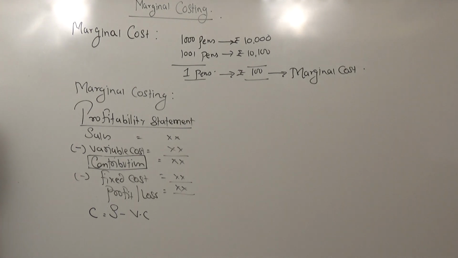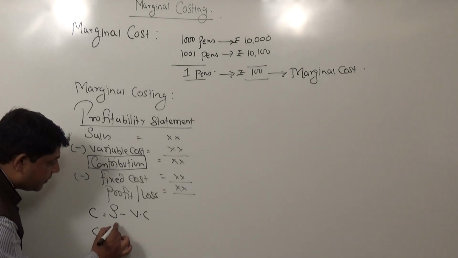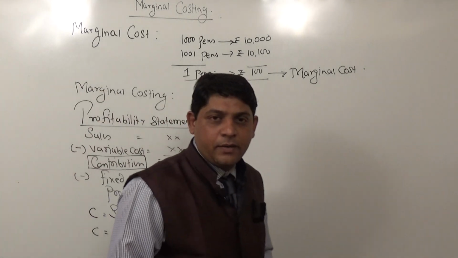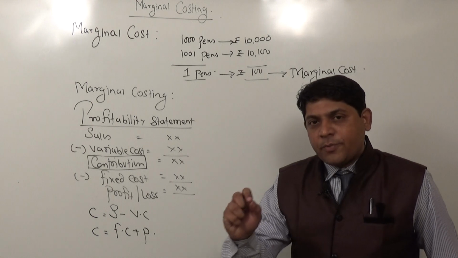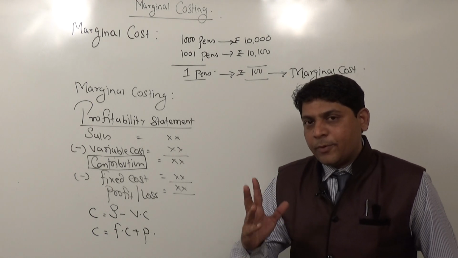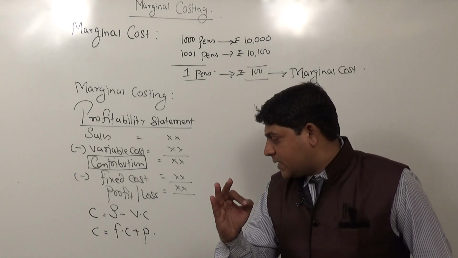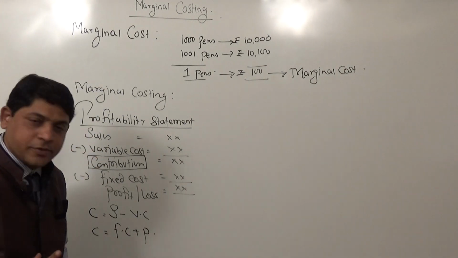will give you contribution. And if I move backward direction, then can I say that contribution can also be found out as fixed cost plus profit. Fixed cost plus profit. So from this profitability statement, we can say that contribution can be calculated out of two approaches. One of the approaches is sales minus variable cost, and the second approach is fixed cost plus profit will be the formula for a contribution.